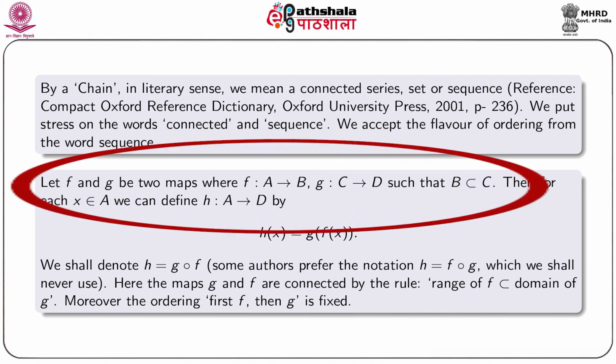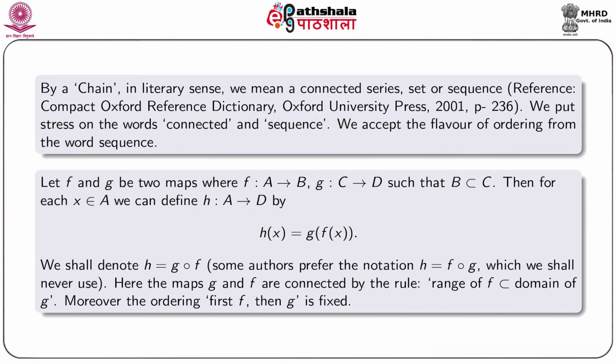Let F and G be two maps, where F is a map from A to B and G is a map from C to D. A, B, C, D are arbitrary sets satisfying B is a subset of C. Then for each x in A, we can define another function H from A to D. Note here, A is the domain of F and D is the codomain of G. And the defining rule for H is H(x) equal to G(F(x)), and we shall denote H equal to G compose F.